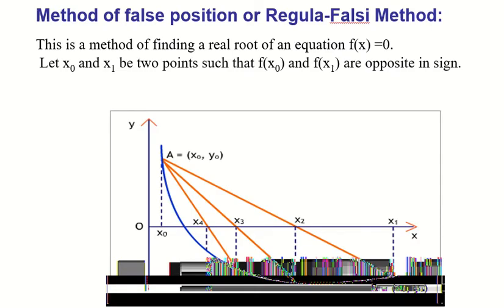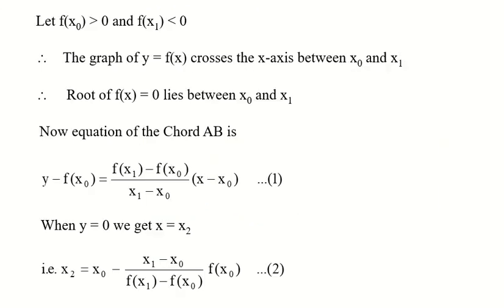Now the equation of the chord joining A and B, A is the point x0, y0, B is the point x1, y1. You know the equation of the line joining 2 points x0, y0 and x1, y1 is given by y minus y0 divided by y1 minus y0 is equal to x minus x0 divided by x1 minus x0. So a similar method we are using here. Y minus f of x0 is equal to f of x1 minus f of x0 divided by x1 minus x0 into x minus x0. This is obtained by rearranging the terms.